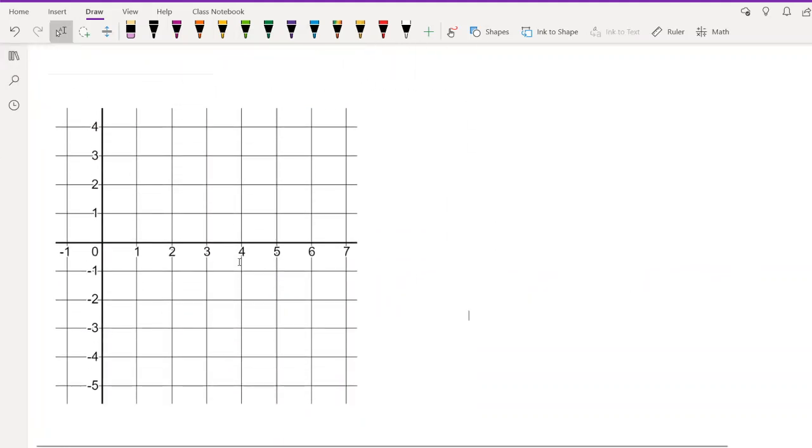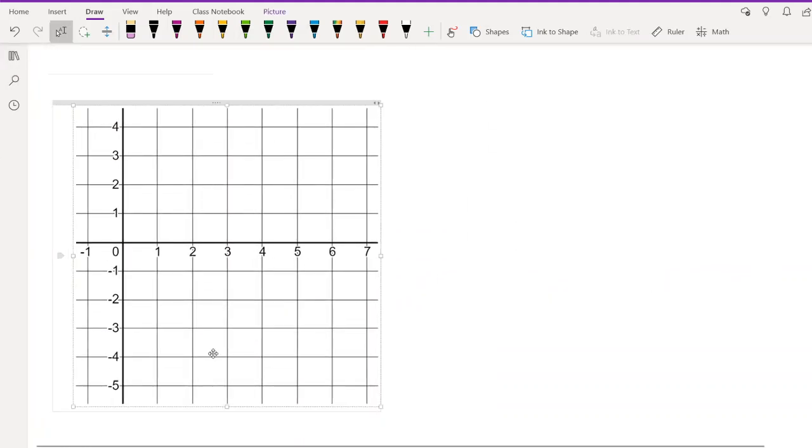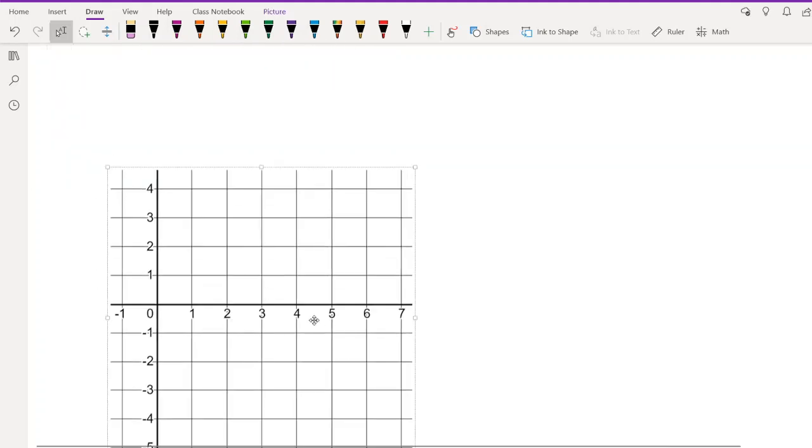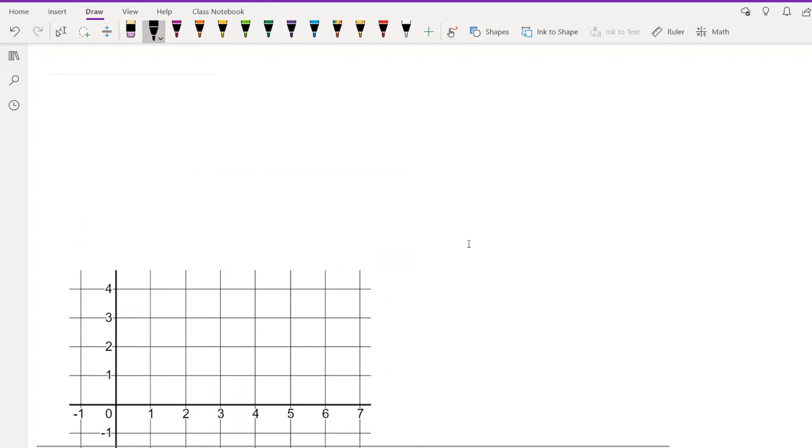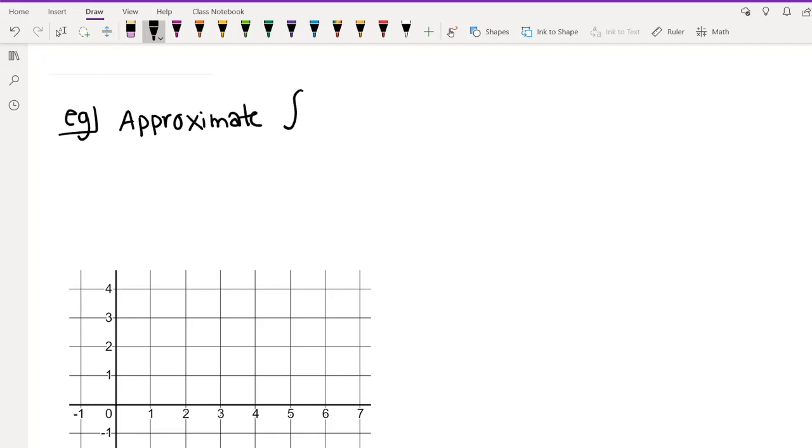So the first example I want to look at, sometimes these get stuck. Okay, there we go. So first example we're going to do is we are going to approximate the integral from 0 to 3 of negative x squared plus 4 dx. And we're going to use R6.